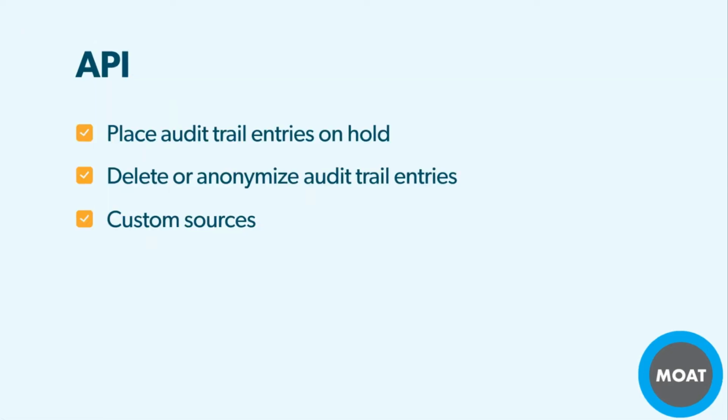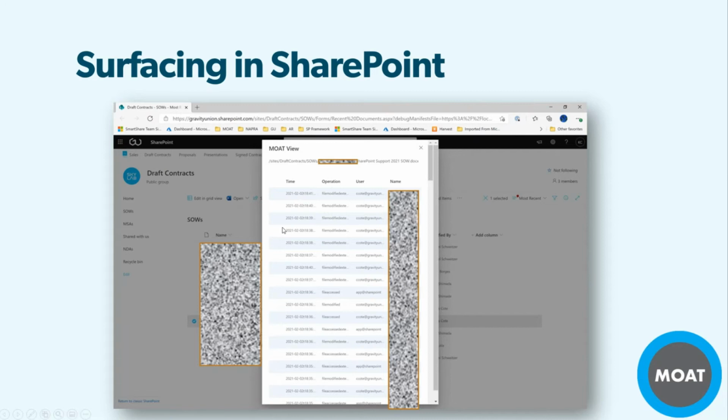There is an API that would allow you to, of course, tie in some of this to automate placing documents on hold, etc. We also tie into SharePoint. So for example, we've done some redaction here, but if you want to see all the activities for a given library, you're able to see that.